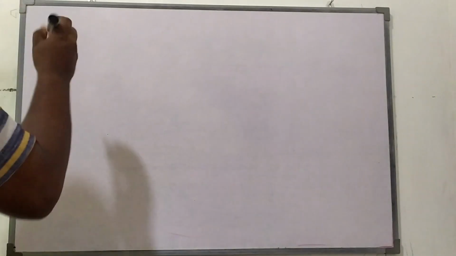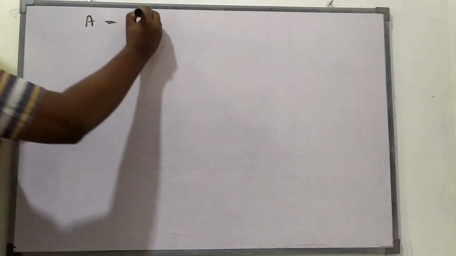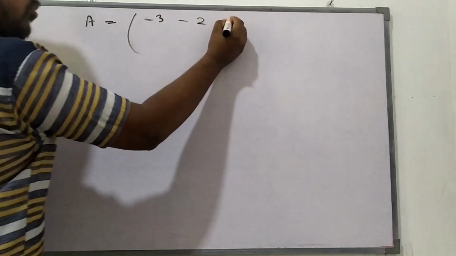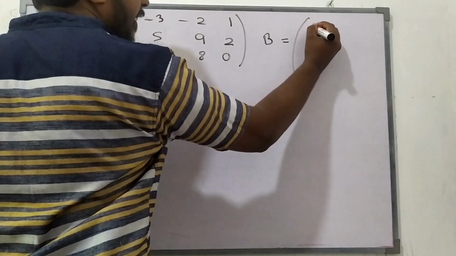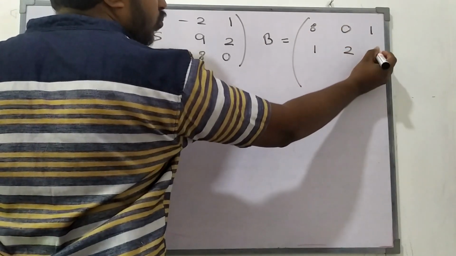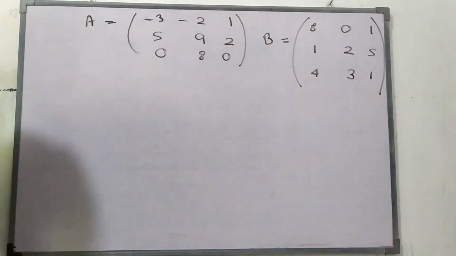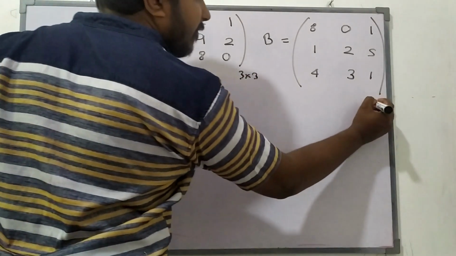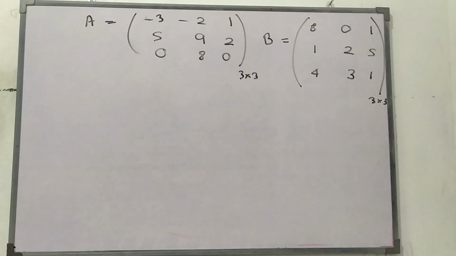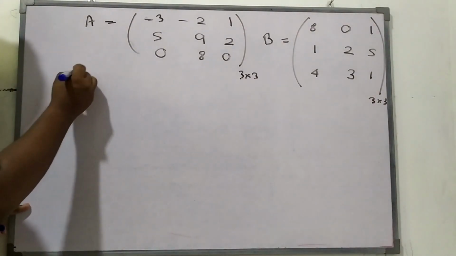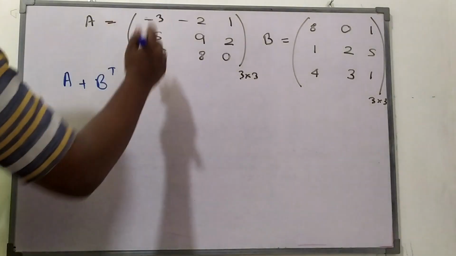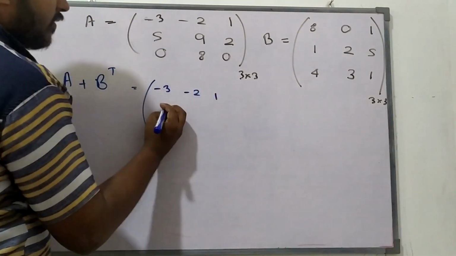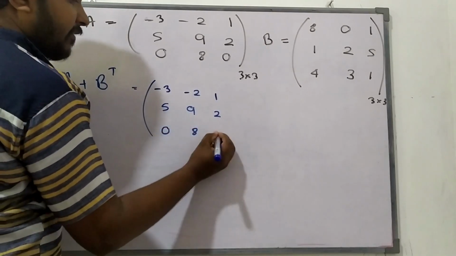Let's look at another example. Assume you have a matrix A: minus 3, minus 2, 1, 5, 9, 2, 0, 8, 0. You have another matrix B: 8, 0, 1, 1, 2, 5, 4, 3, 1. So these are 3 by 3 matrices, no? What I'm going to do is add A and BT. What is this BT? BT means the transpose matrix of B. But your A is not changing.